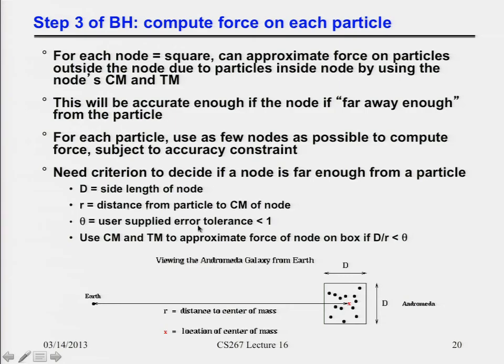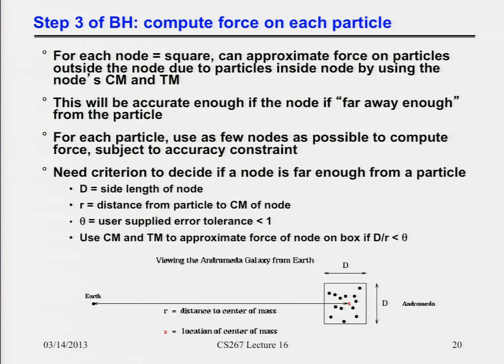I compute the ratio of the size of this box divided by the distance to it, and I compare it to this threshold that the user has given me. So theta is going to be some little number less than 1. And if I choose that appropriately, then that'll tell me it's okay to approximate this. I don't want to do all the algebra of why that's good enough, but it's pretty clear that if this box is very small compared to the distance away, approximating it by its center of mass is a perfectly reasonable thing to do.